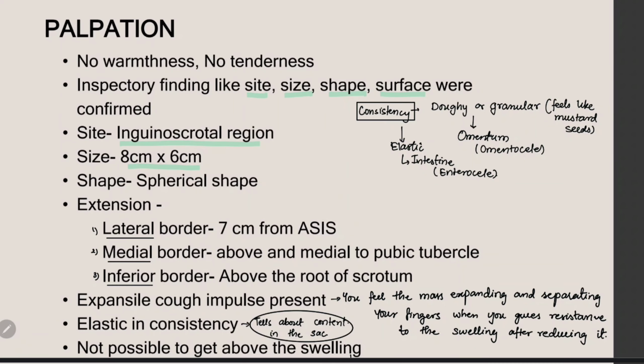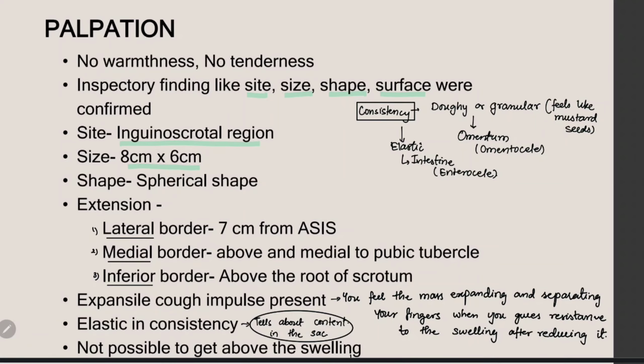Palpation: no warmth, no tenderness. Inspectory findings are confirmed like site, size, shape and surface by palpation. Site: inguinoscrotal region, size 8 x 6 cm. Shape: spherical in shape. Extension, we have to mention 3 borders.